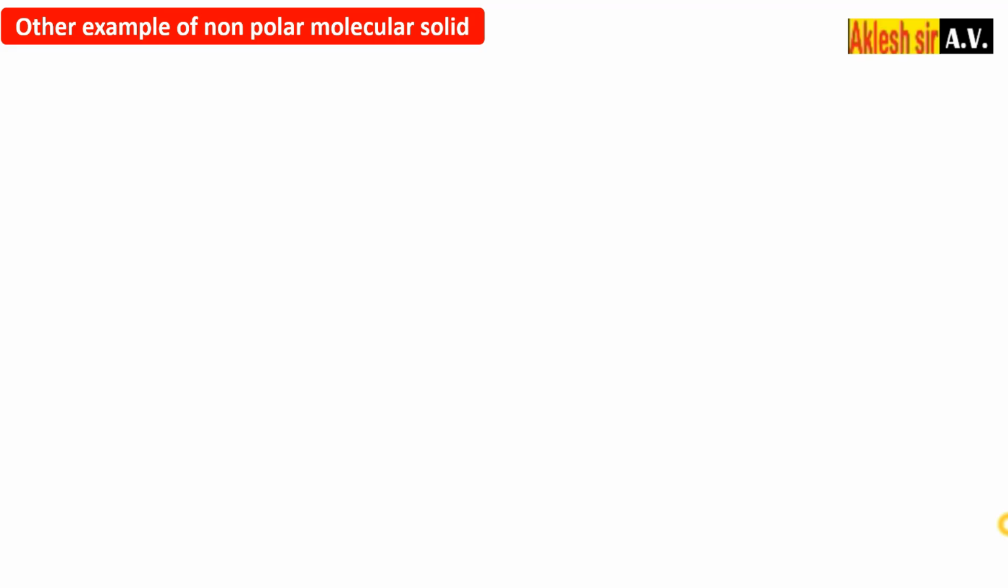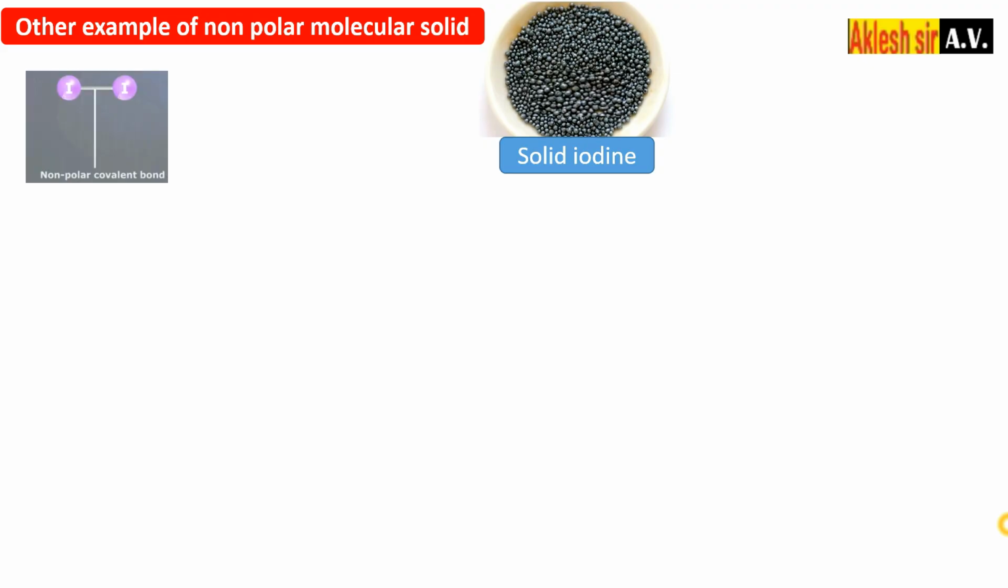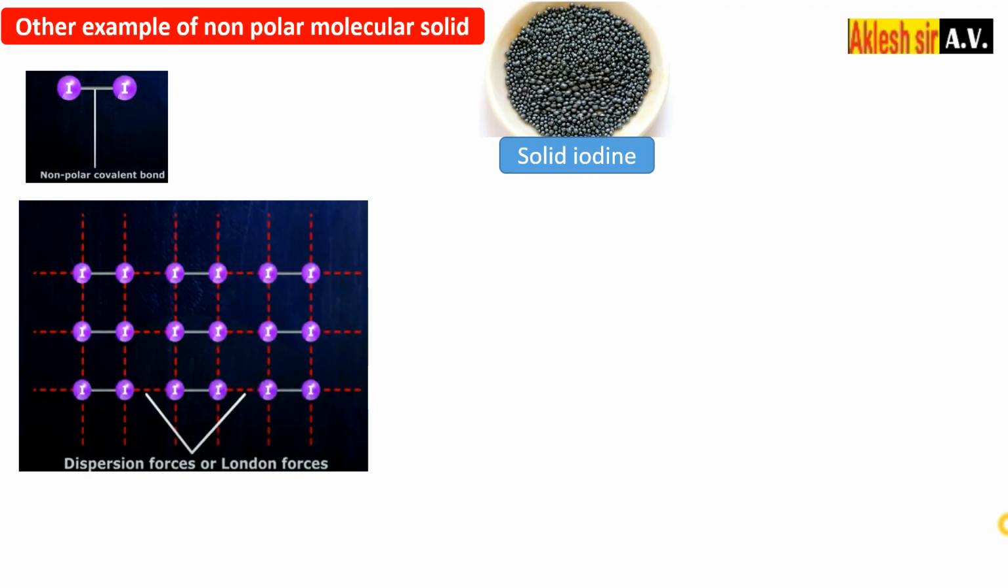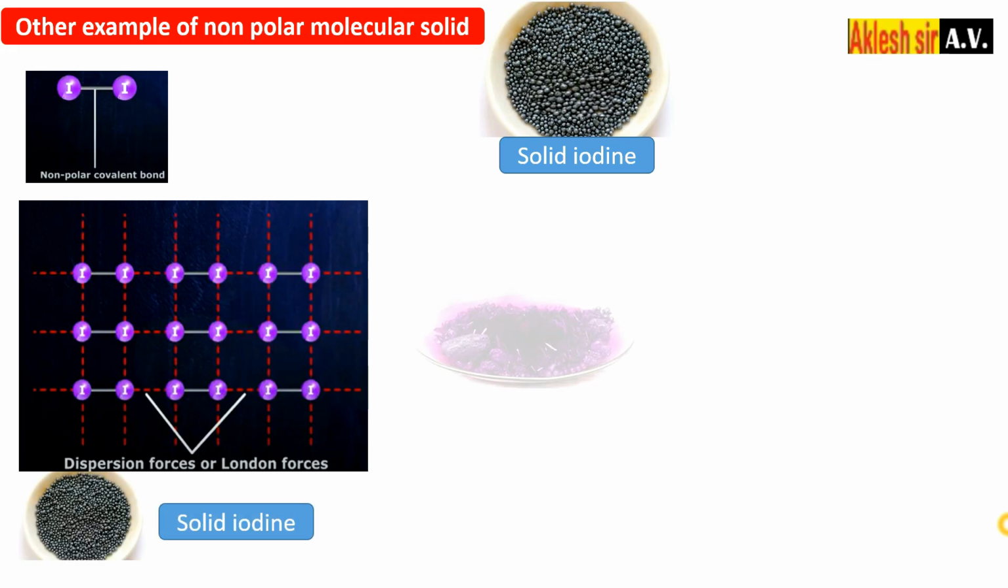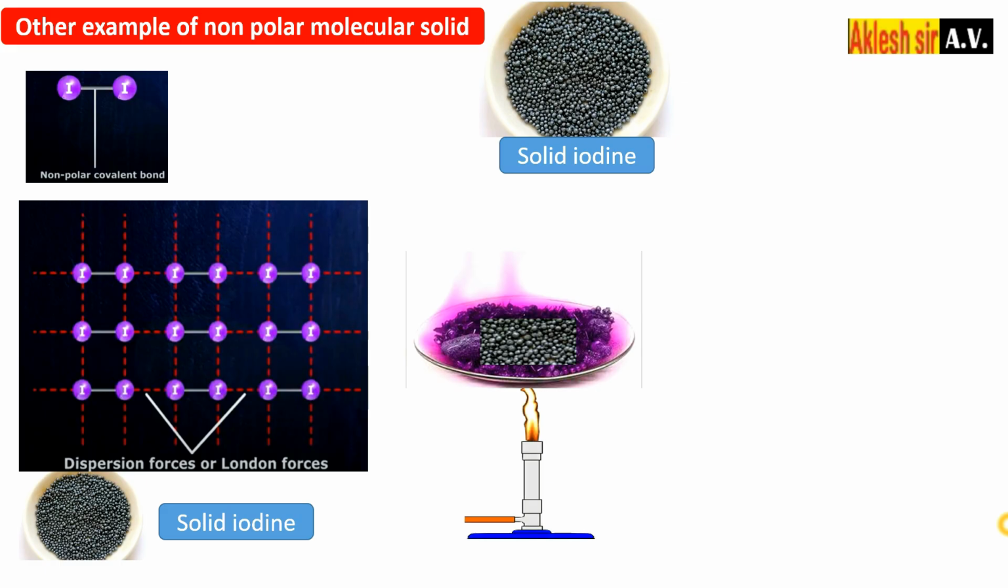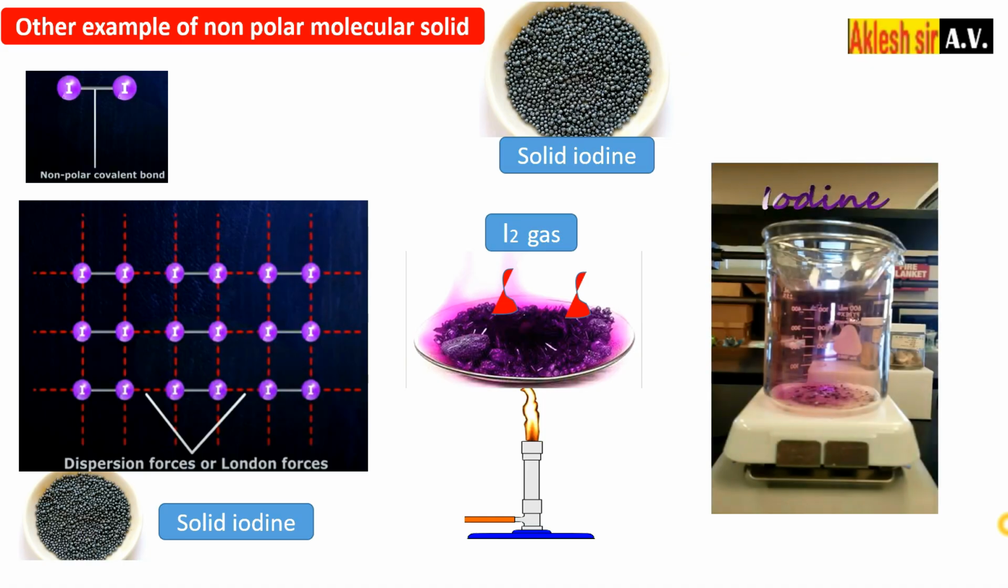Another example of a non-polar molecular solid is solid iodine. Here, iodine atoms are bonded by a covalent bond, but an iodine molecule interacts with other iodine molecules by London dispersion force. This results in solid iodine. When solid iodine is heated, it is easily converted into iodine gas because the weak London dispersion force breaks easily. In the video you can see solid iodine being converted into iodine gas.